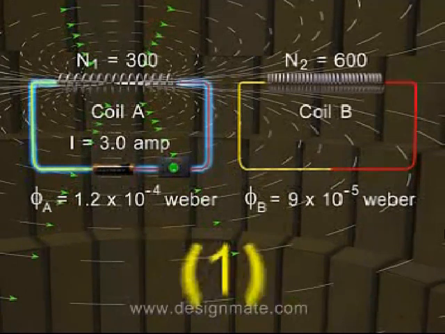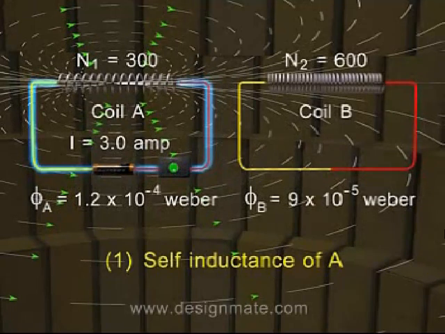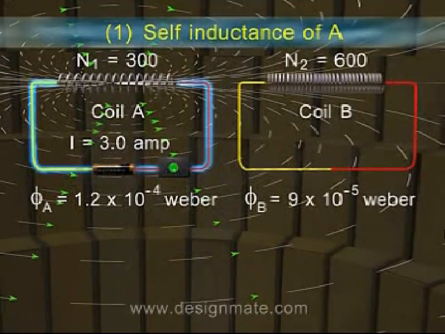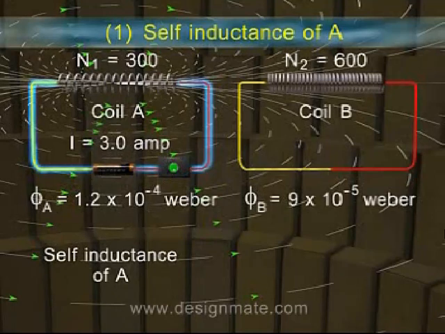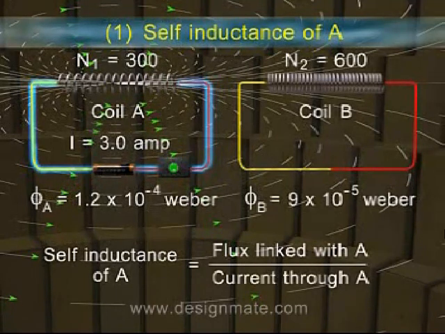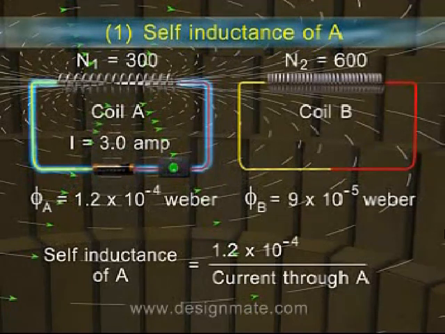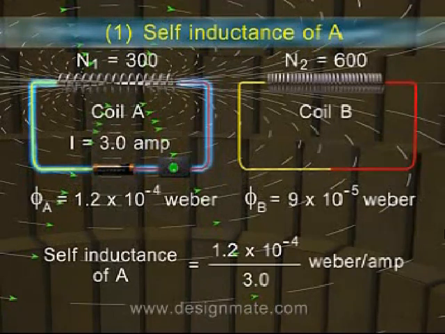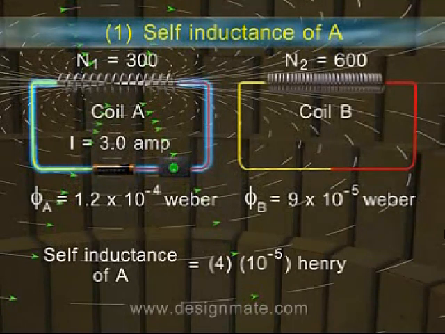Find 1. Self-inductance of A. Self-inductance of A is equal to flux linked with A upon current through A is equal to 1.2 into 10 raised to minus 4 upon 3.0 Weber per ampere is equal to 4 into 10 raised to minus 5 Henry.